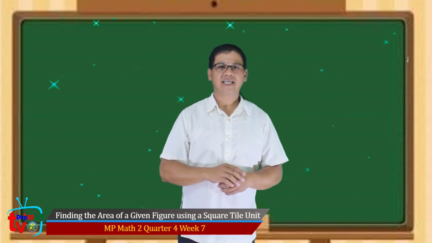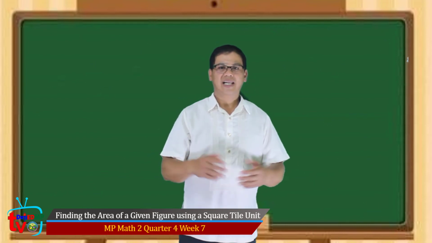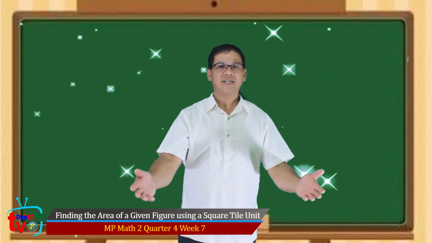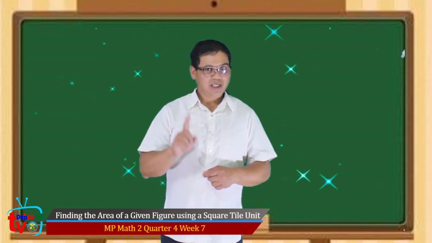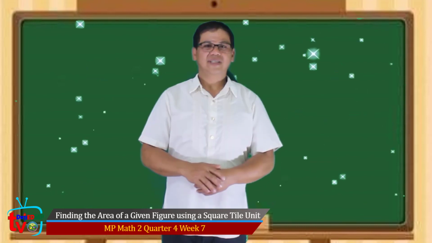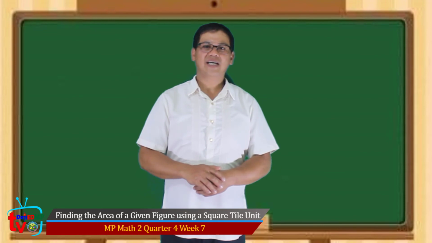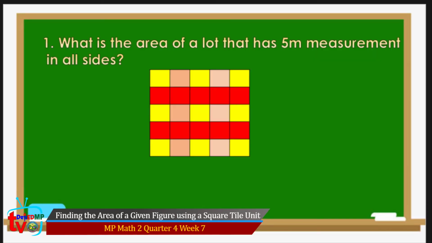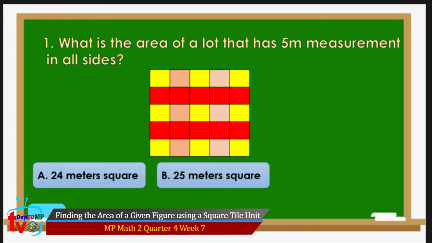You are almost done, little mathematician. Let us see if you were able to understand our lesson. I will read the questions for you and present the pictures. Encircle the letter of the correct answer. Number 1. What is the area of a lot that has 5 meters measurement in all sides? Is it A, 24 meters square, B, 25 meters square, or C, 26 meters square?